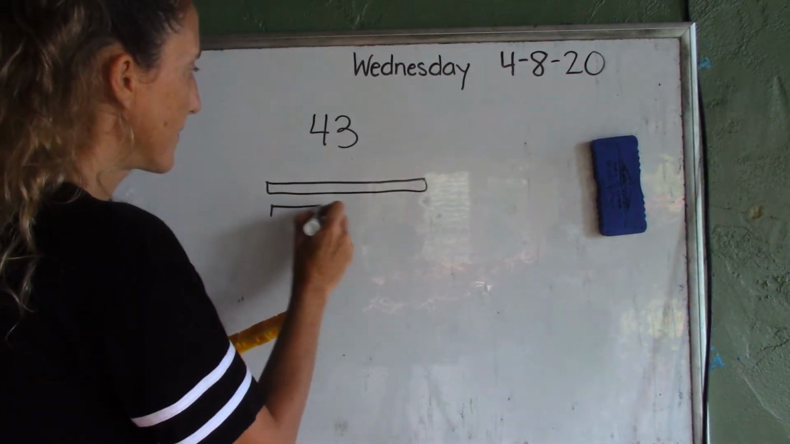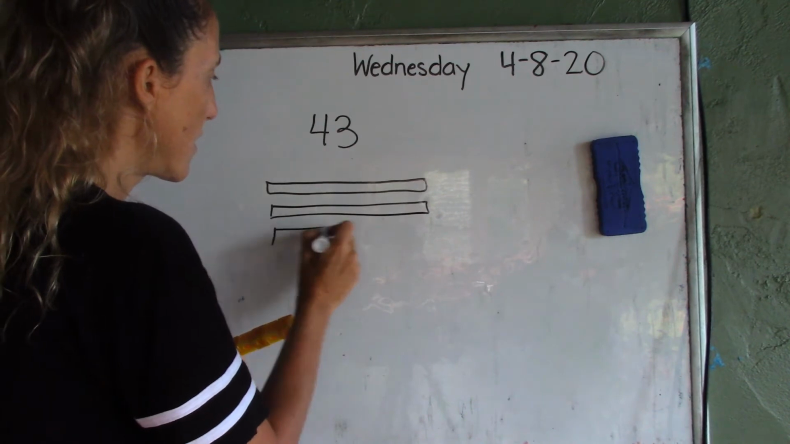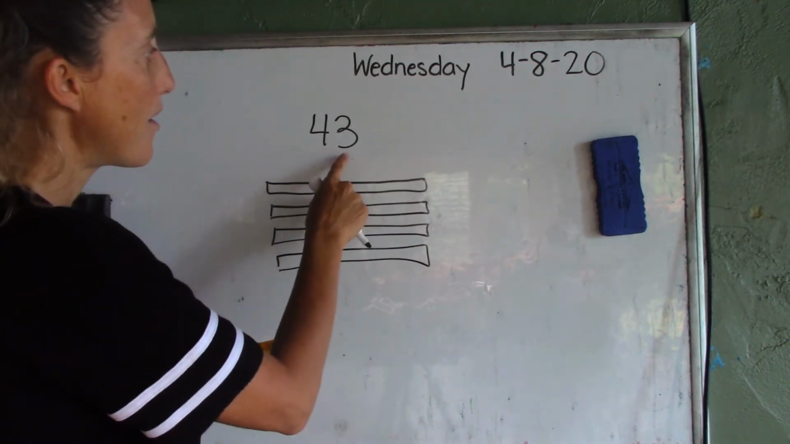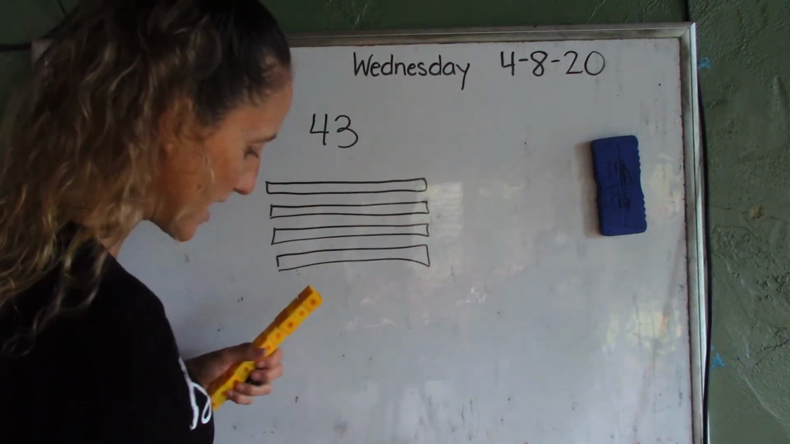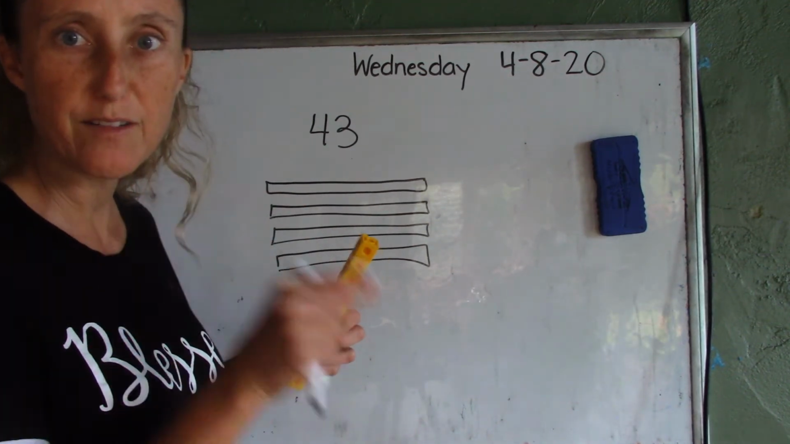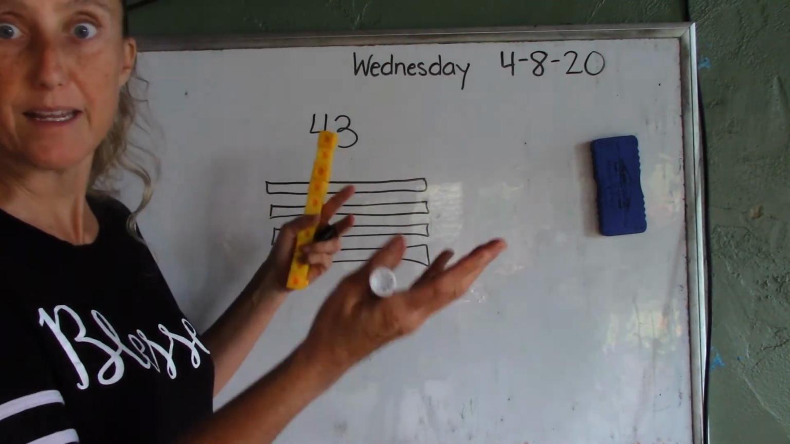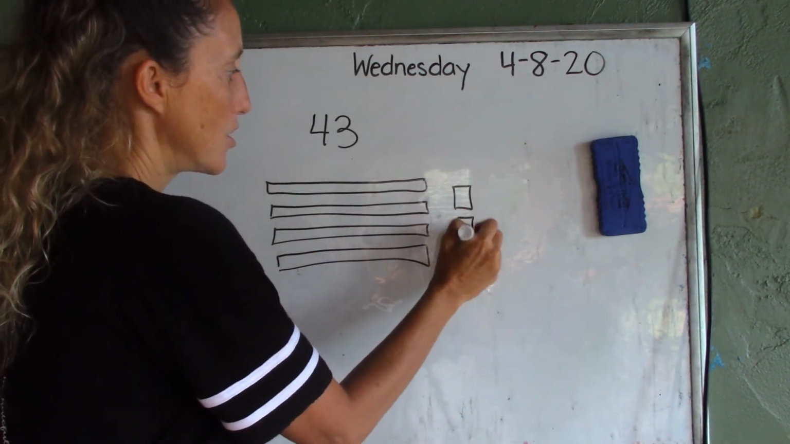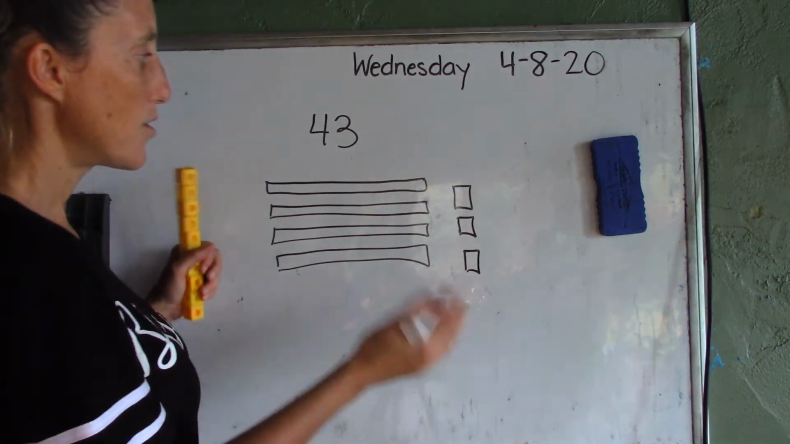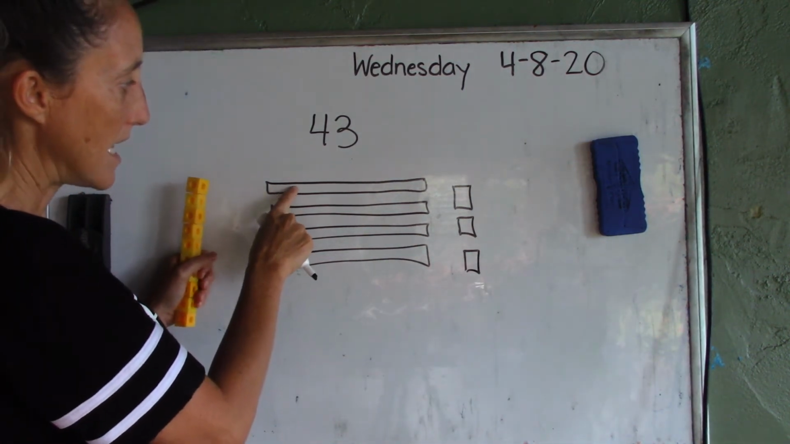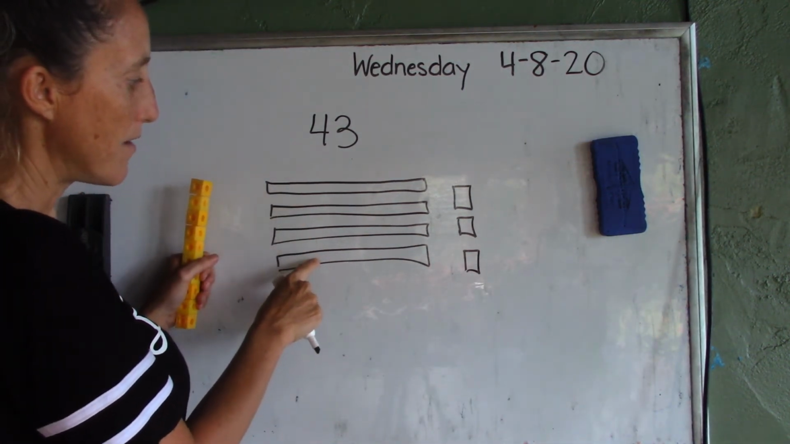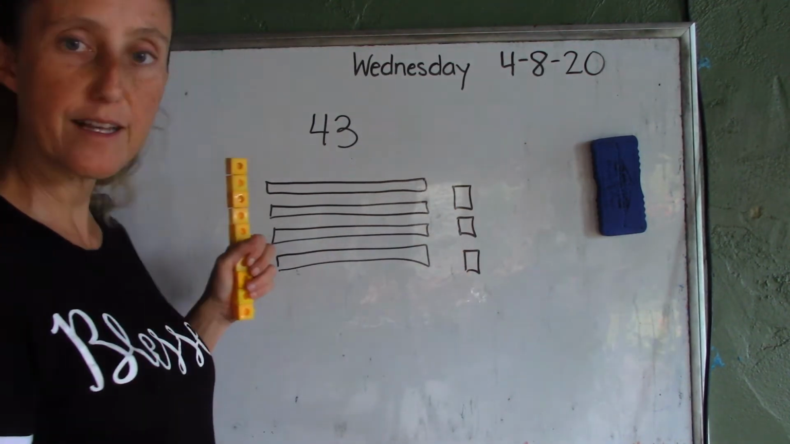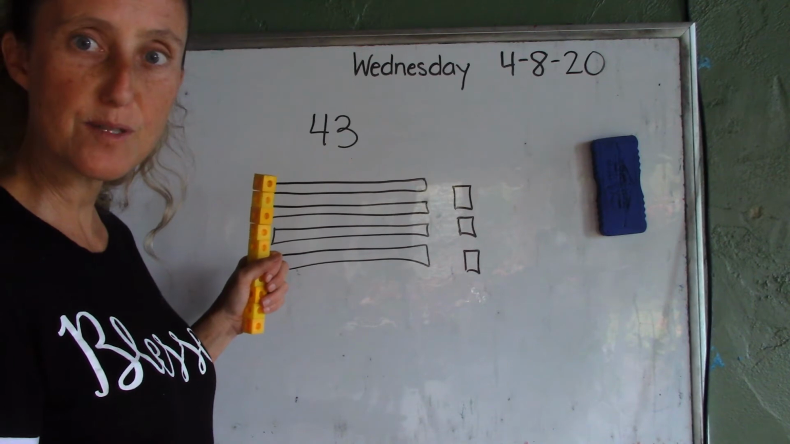1, 2, 3, 4. And how many individual cubes will I need to make 43? 3, right? You're right. Good, 3. So then we'll just do 1, 2, 3. So let's count. I have 10, 20, 30, 40, 41, 42, 43. And that's how you make 43 linking cubes, okay?